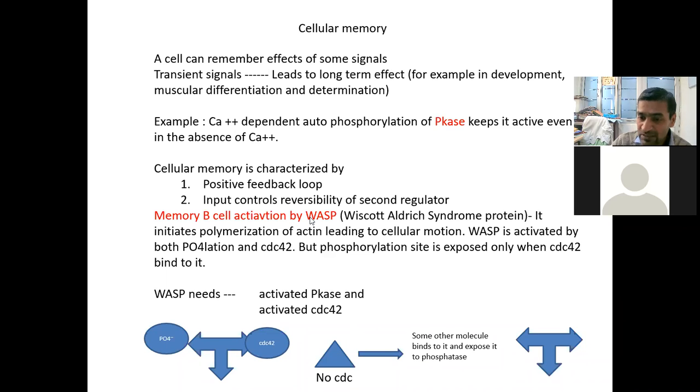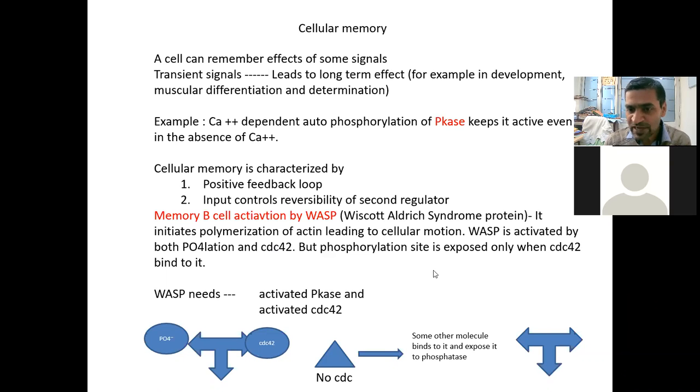But if this WASP protein is defective, or there are certain problems in the function of this protein... For example, here it says that WASP is actually activated by both phosphorylation and CDC42. This is another protein, which when it binds to this WASP protein, only then is the WASP protein activated and able to carry out the polymerization of actin.